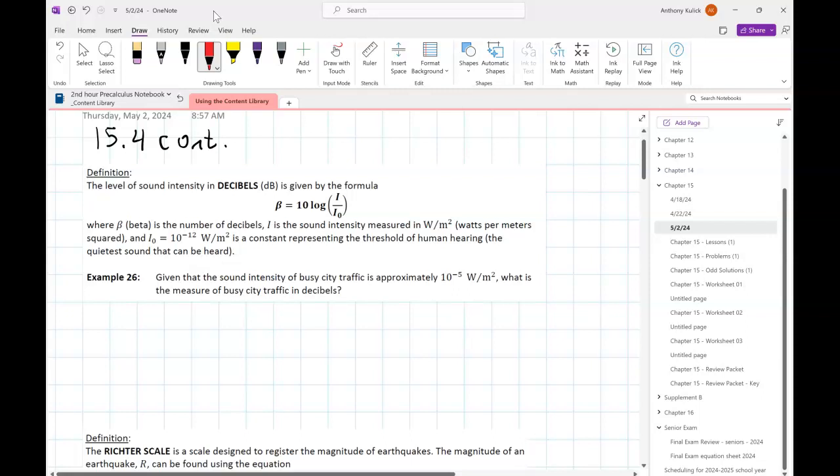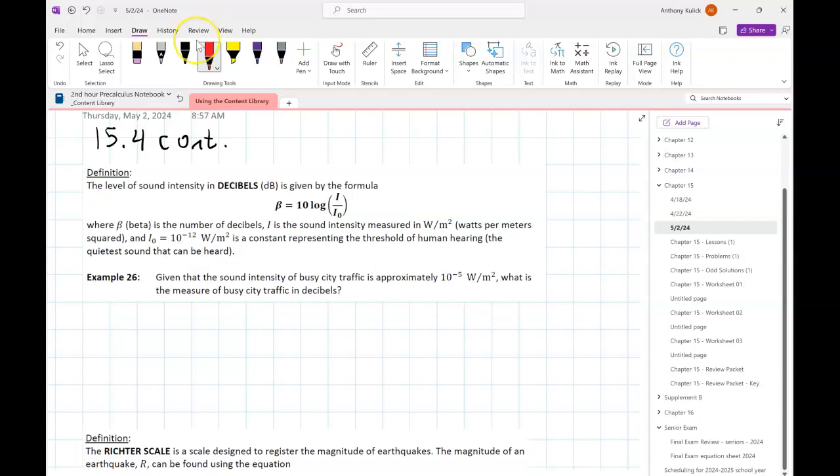So one application for these exponential and logarithmic functions would be sound intensity. We measure sound intensity with the unit decibels. And the formula to calculate the number of decibels is beta equals 10 times the log of I over I naught, where I is the sound intensity measured in watts per meter squared, and I naught is a constant, always 10 to the negative 12 watts per meter squared.